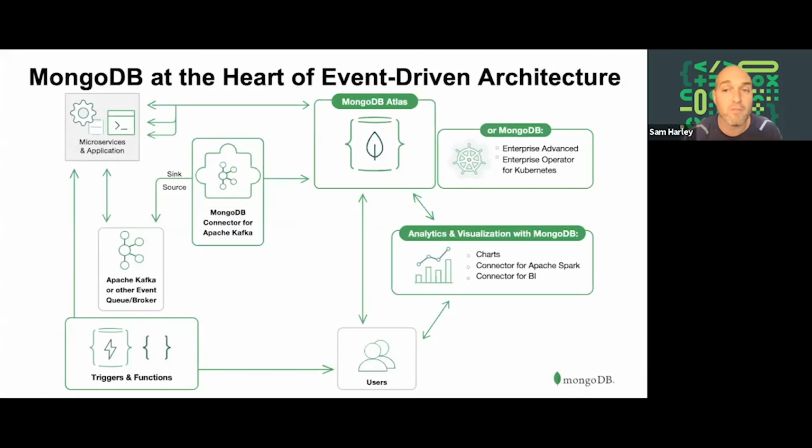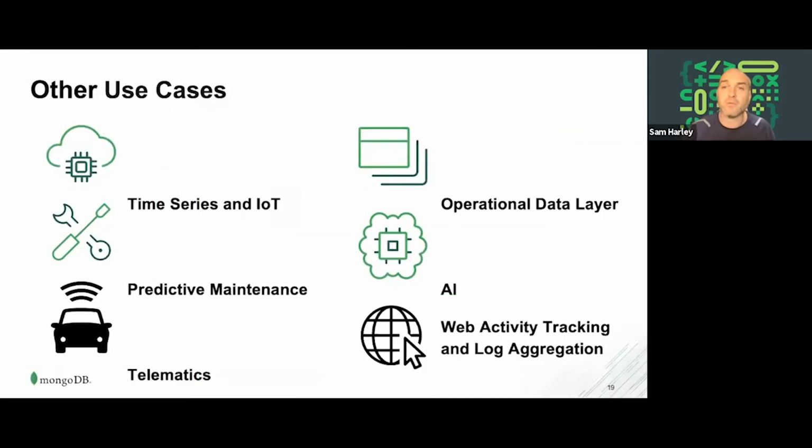Today, MongoDB is at the core of many event-driven systems. By starting with the core MongoDB data platform and binding in complementary technologies like Apache Kafka, MongoDB provides the data persistence heart of an event-driven architecture. And there are a number of other use cases that we can talk to when we think about enabling event-driven architectures. Things like time series and IoT use cases, predictive maintenance, being able to leverage MongoDB as an operational data layer, or potentially using an event-driven architecture to drive use cases like web activity tracking, as well as log aggregation.